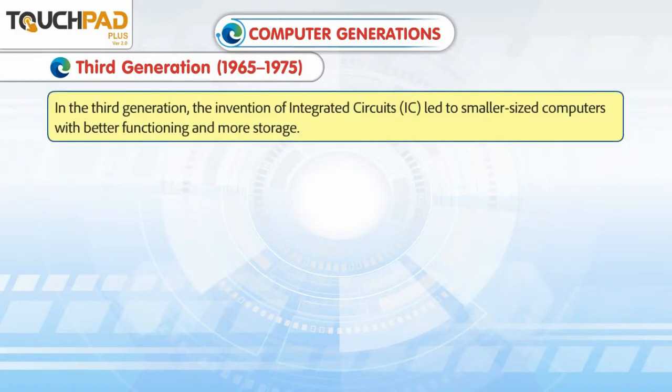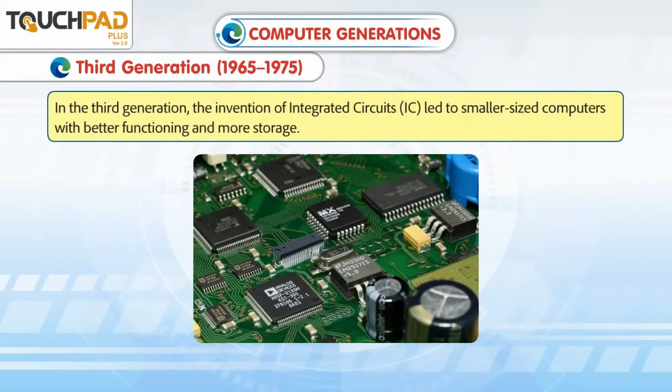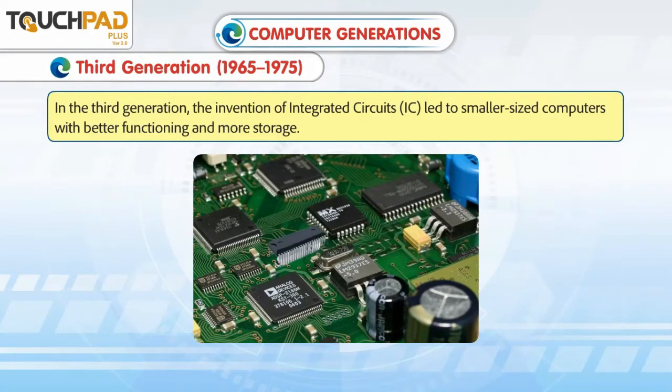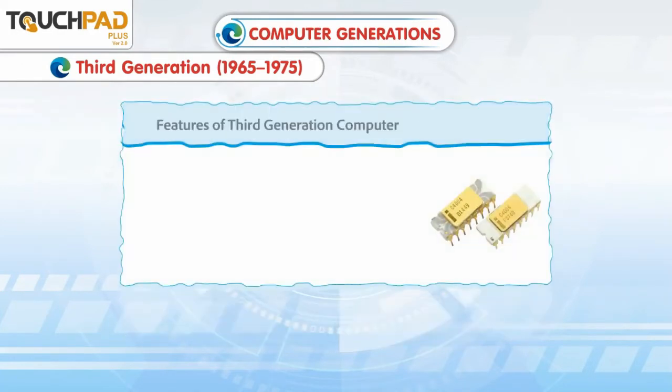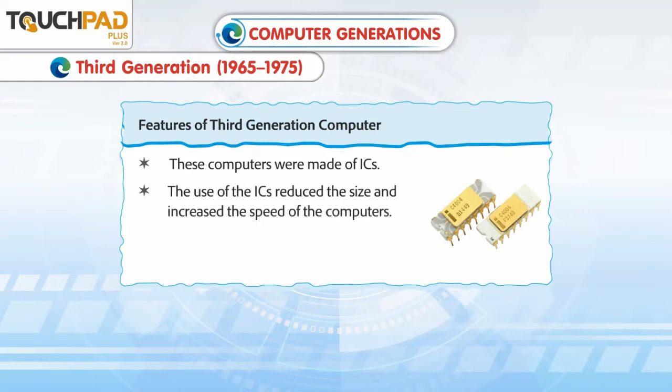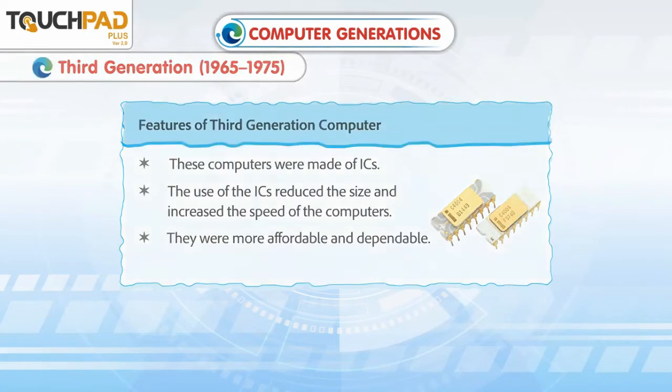In the third generation, the invention of integrated circuits, IC, led to smaller sized computers with better functioning and more storage. Features of third generation computer: these computers were made of ICs. The use of the ICs reduced the size and increased the speed of the computers. They were more affordable and dependable.